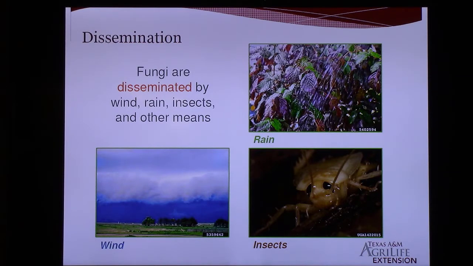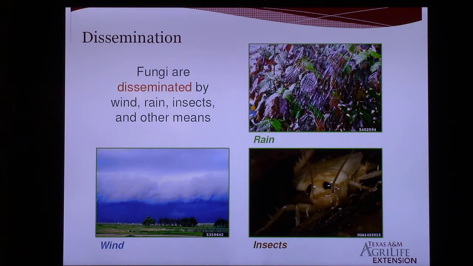Or it can be transmitted by insects. Insects are on the plants, they're feeding on the plants. They're on that infected plant area, picking up some of those spores. They go feed on another plant, taking those spores with them. So rain, wind, insects, and a lot of times we're responsible for fungal or pathogen movement in our own actions.